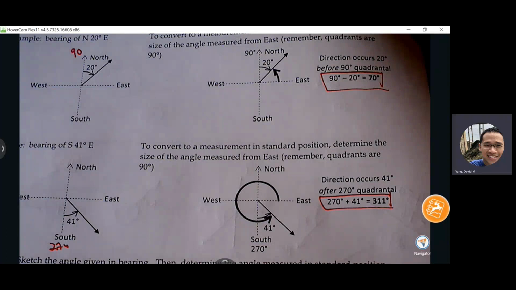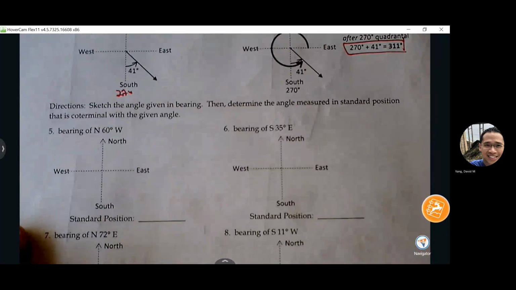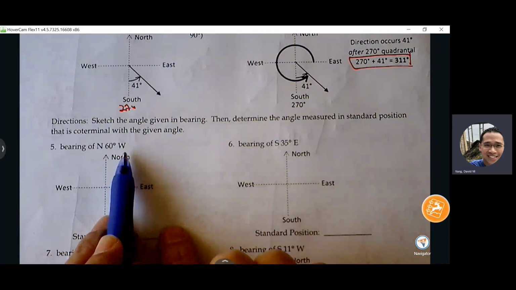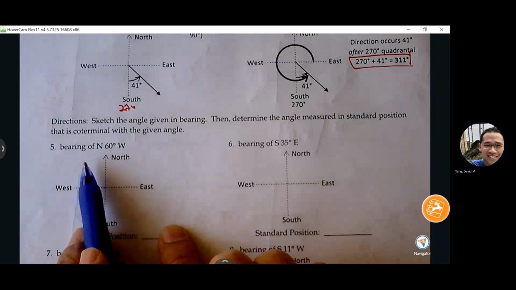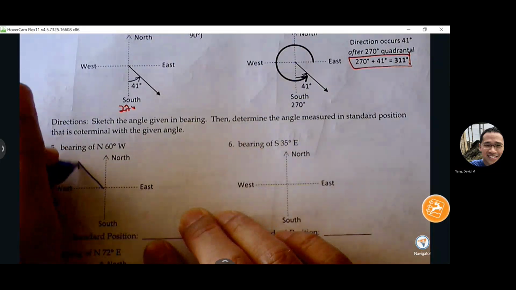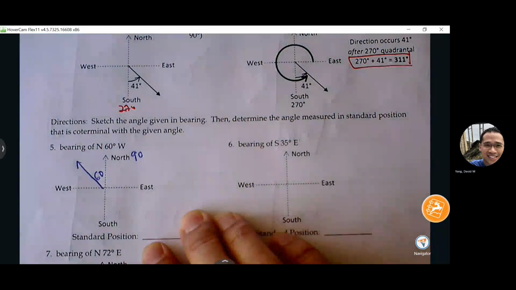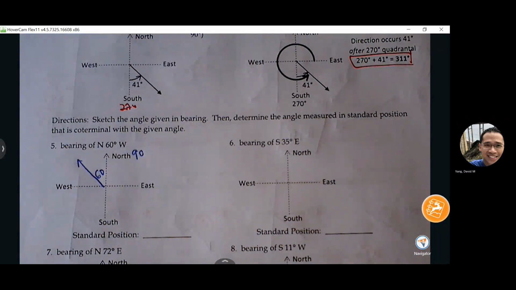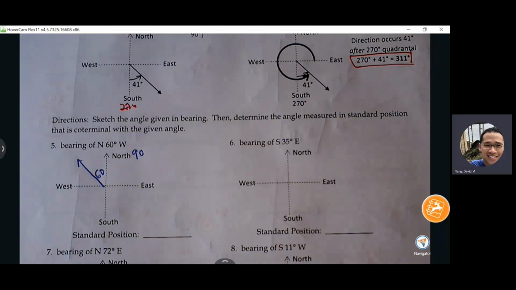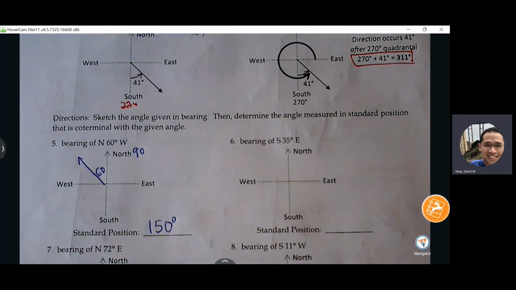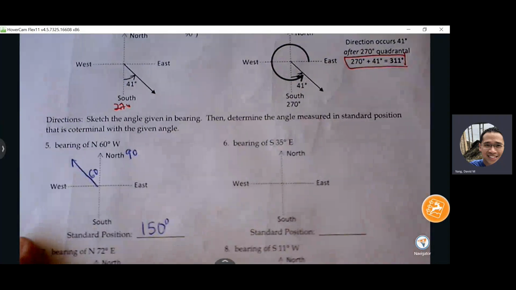Okay, so let's try number 5. Bearing of north, so that means we're starting north and we're going 60 degrees to the west. So normally we call this 90 degrees, right? Plus 60. What will that end up being? So I feel like this is pretty straightforward because they're telling you where to start, which direction to move, and how many degrees to move.